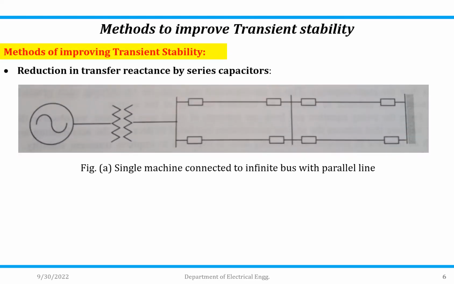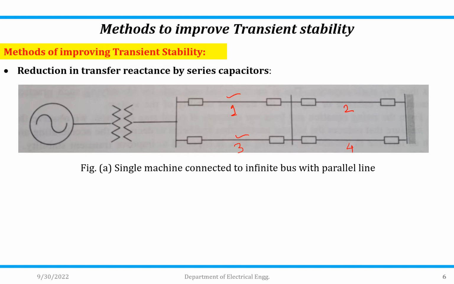Now let's have a look at this diagram. Let us consider a finite machine which is supplying power to the large grid through a double circuit line having 4 sections, which are made possible by a midpoint bus. So if you see, these are the 2 lines which are parallel to each other, and these are the 4 sections. This is, suppose, section 1, this is section 2, this will be section 3, and this will be section 4.